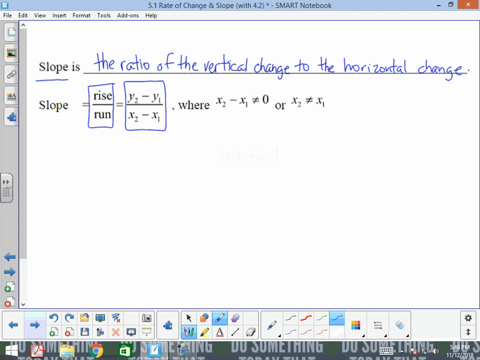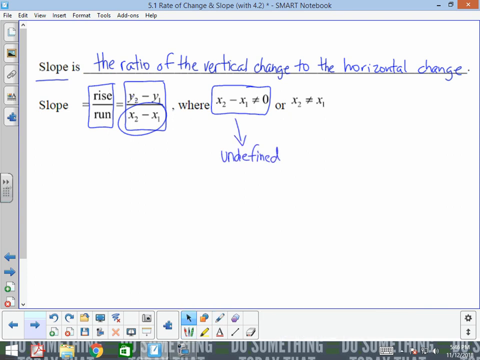That says y sub 2 minus y sub 1 over x sub 2 minus x sub 1. But basically it's saying the second y, whatever the second y is, minus the first y over the second x minus the first x. Now it says where x sub 2 minus x sub 1 does not equal 0. If the denominator equals 0, then that would be undefined. Okay, and we will have a few of those.